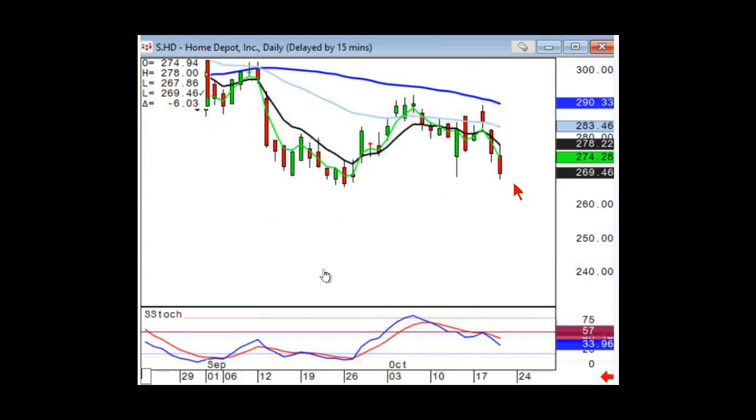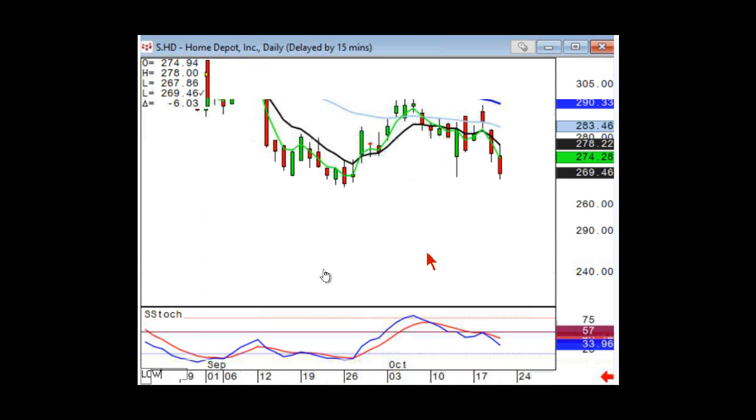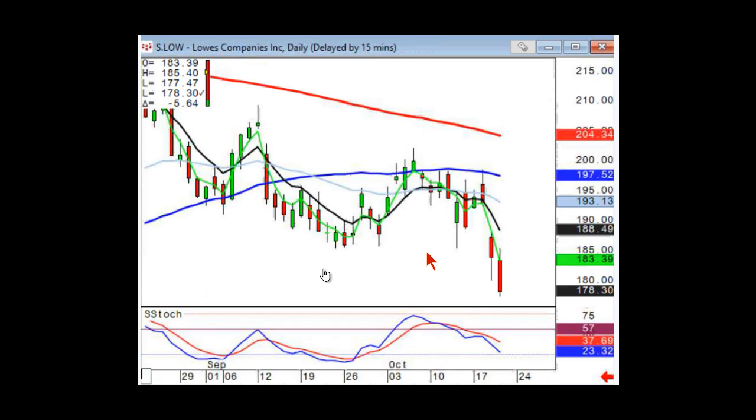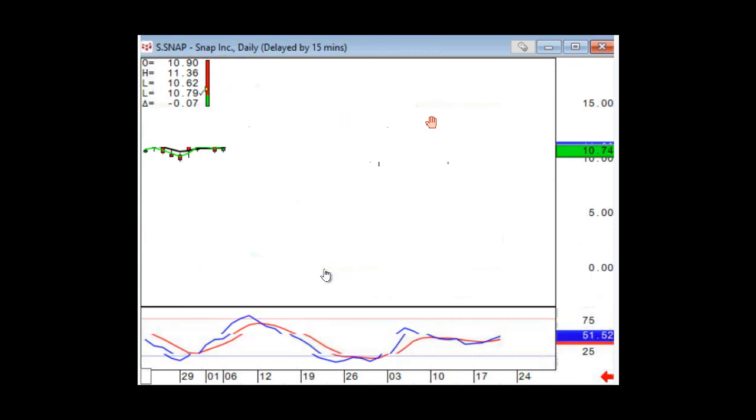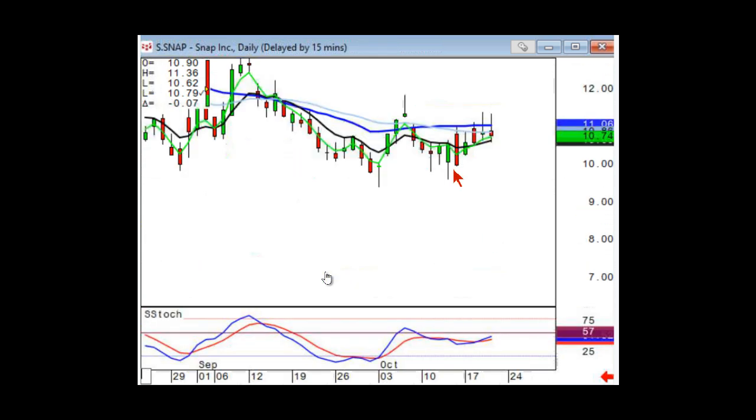The biggies in the building supply, Home Depot. Lowe's. Lowe's is probably even a stronger short because of the gap down. And then Snap. Whoops, the after hours. I don't know, where is Snap trading right now? Somewhere down here, because they missed earnings.